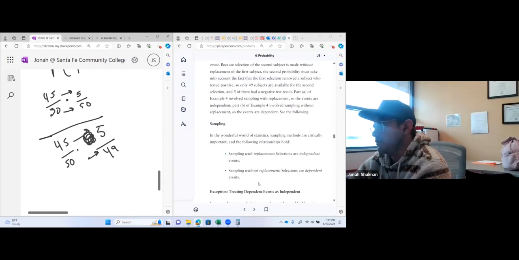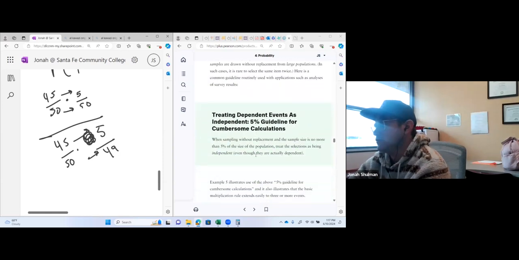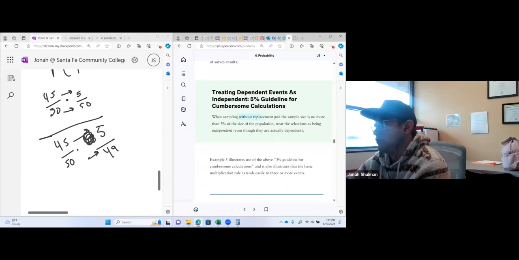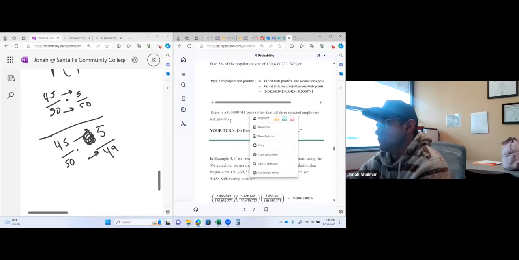With replacement, without replacement. When sampling without replacement and the sample size is no more than 5% of the population, treat the selections as being independent, even though they're actually dependent. Oof. This is a very tricky point. I'd read this over probably 5 times. Because we're talking less than 5%, they can claim they're independent. I guess because it's so small.